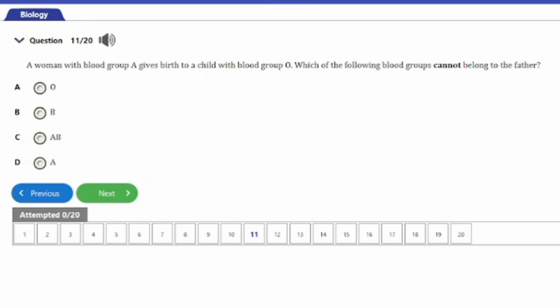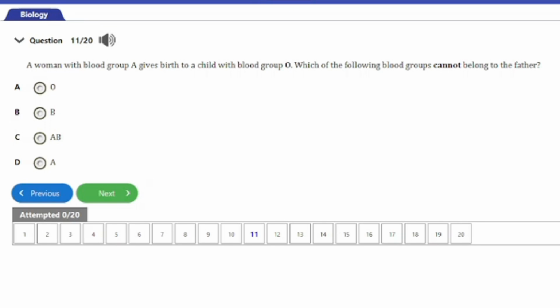Question number 11 here, it says, a woman with blood group A gives birth to a child with blood group O. Which of the following blood groups cannot belong to the father? A is O, B is B, C is AB, and D is A. So guys, the answer to this question is option C, and that's AB.